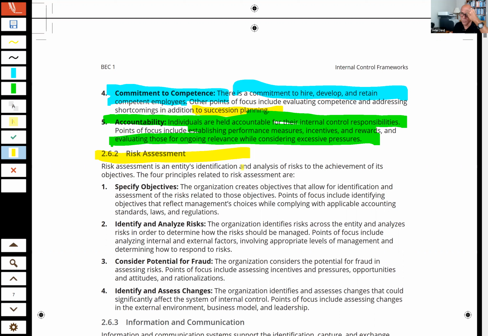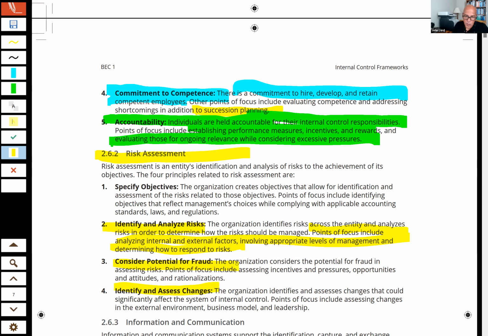And you don't have to remember principle number six that way. Just know to what extent the principles belong to the components, okay? We take a look and we are going to identify and analyze risk, and see how those risks affect our ability to achieve our objectives. And then of course, how do we respond to those risks? That includes considering the potential for fraud and identifying and assessing changes.